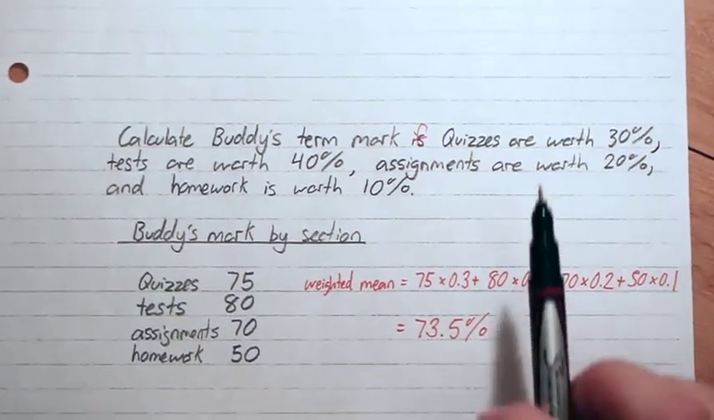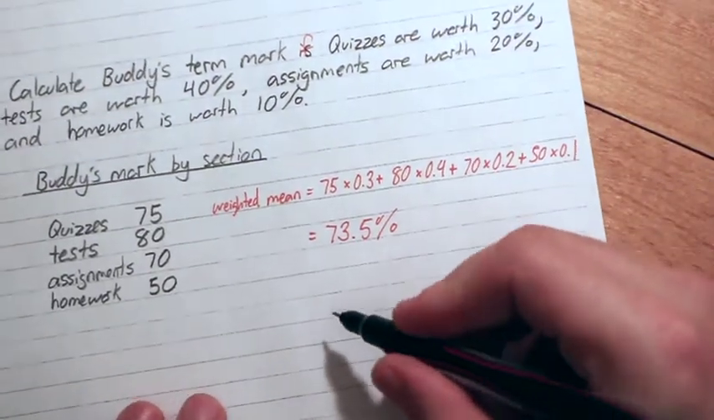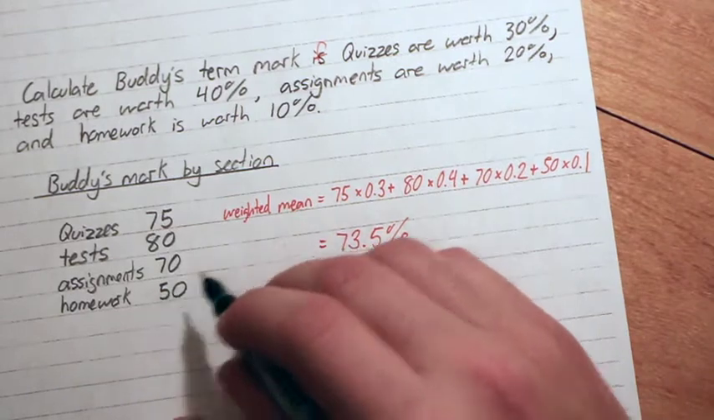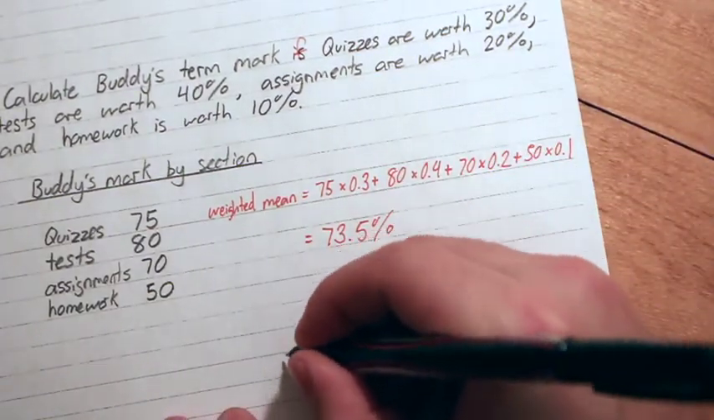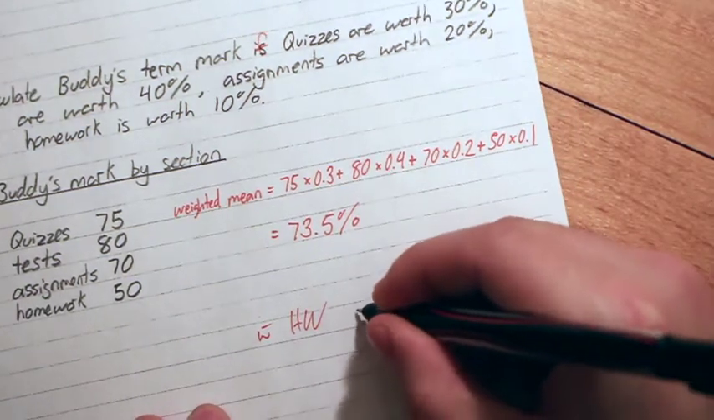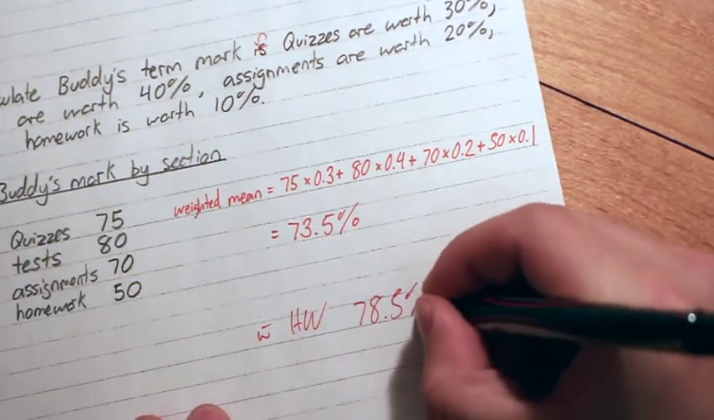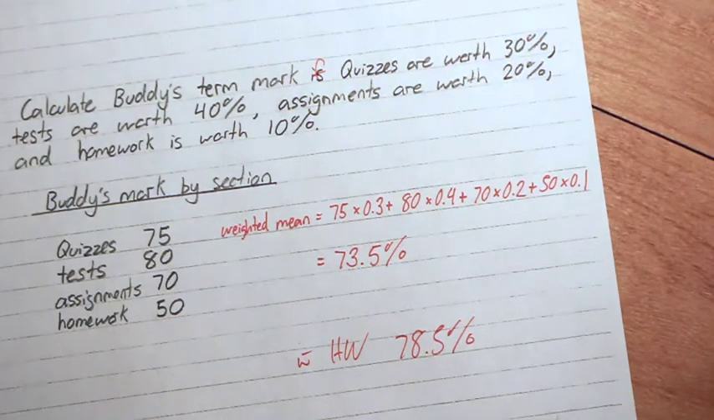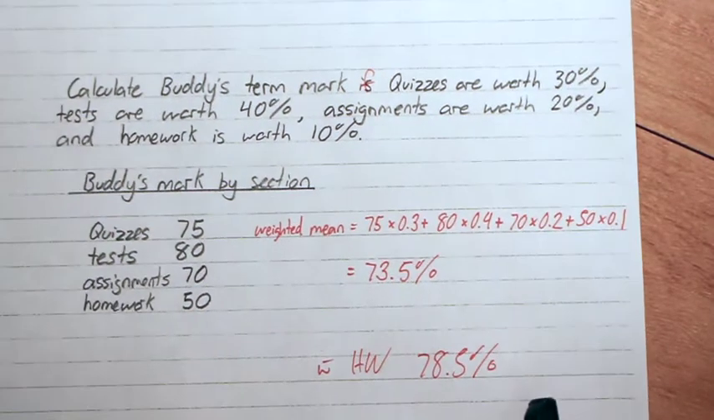So just out of interest, I'll point out that if Buddy had done all his homework instead of just half of it, he would have gotten a value a little higher. He would have gotten 78.5%. So 5% difference could mean the difference between a pass and a fail.